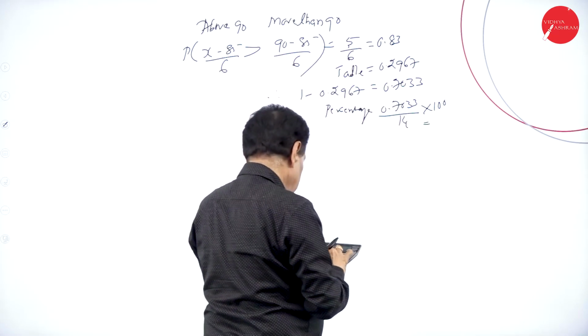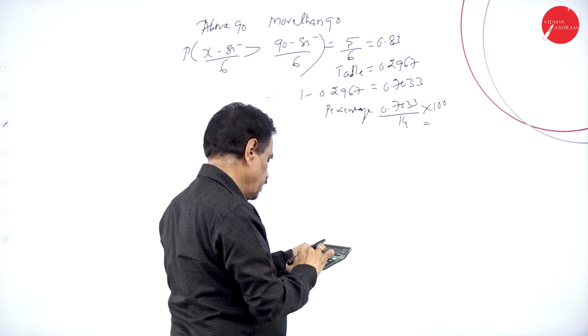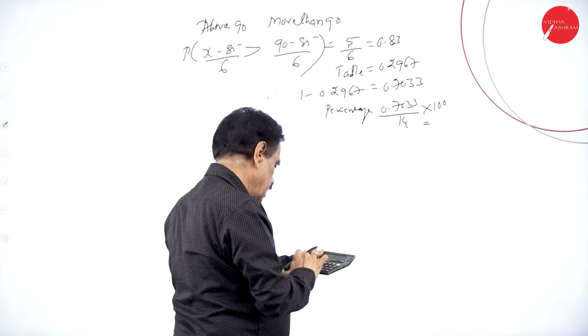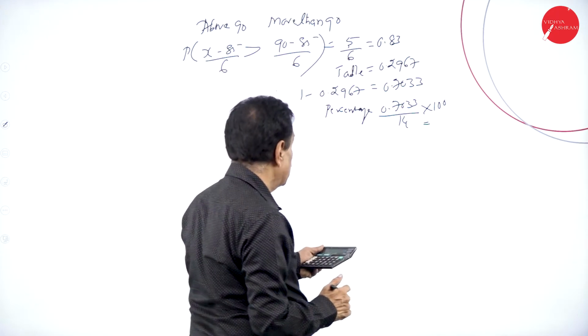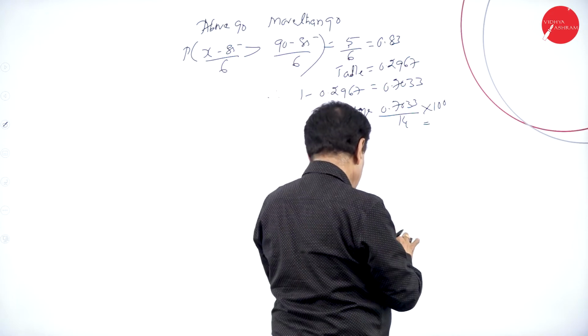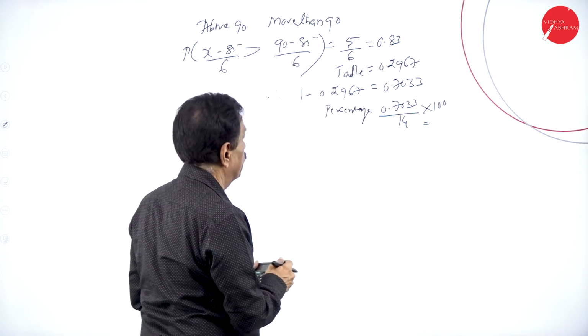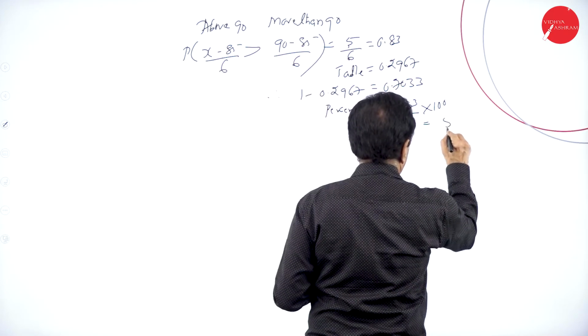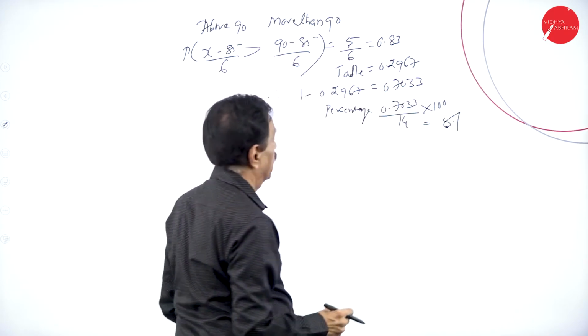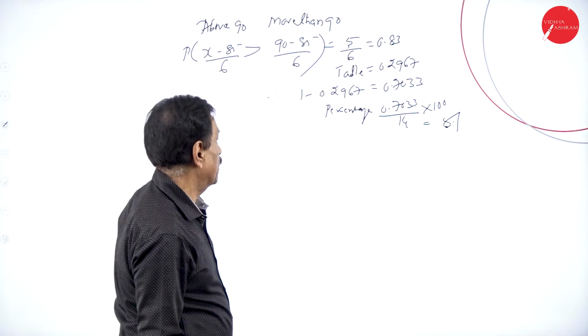This is 0.7033 into 100, 70.3 divided by 14, which is 5.02. 5%. That's all for the first one.